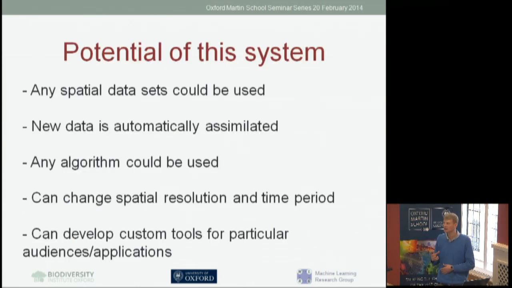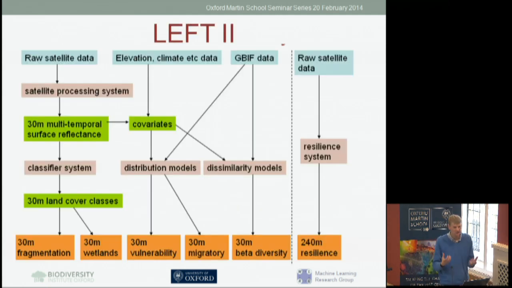So the argument I'd like to make to you really is that these kinds of decision support tools have great potential. So potentially any spatial data could be used. We can assimilate new spatial data. You can change the algorithms to achieve different things. You can change the spatial resolution and the time and develop custom tools for different applications. And that's exactly what we're doing with LEFT2. LEFT2 is exactly the same as LEFT, except it's much more data hungry. It works at a very much finer spatial resolution. And we hope to produce that towards the end of this year.